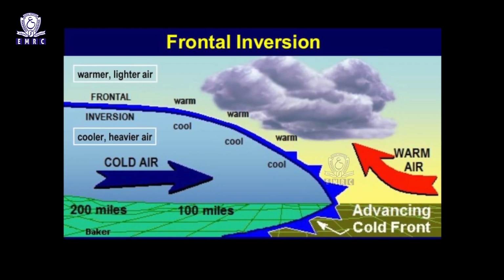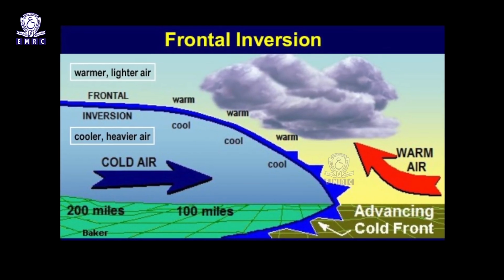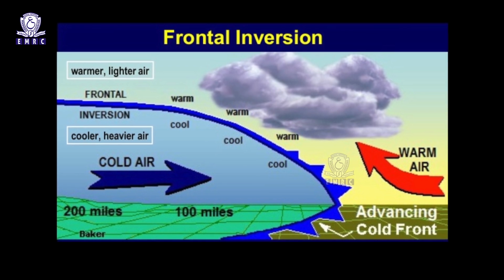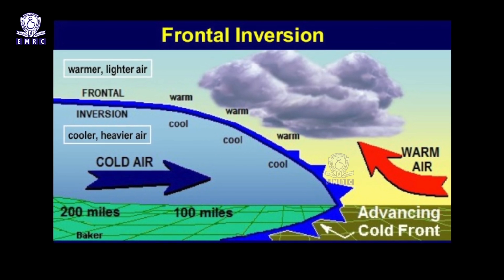In other words, at the frontal zone, as one moves up from the lower to the upper layers of the atmosphere, there is an increase in temperature with increasing altitude. The following characteristics distinguish frontal inversion from other types of inversion. The inversion layer associated with the fronts is sloping, while in the other types of inversion, it is horizontal.